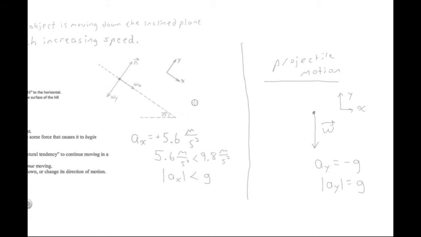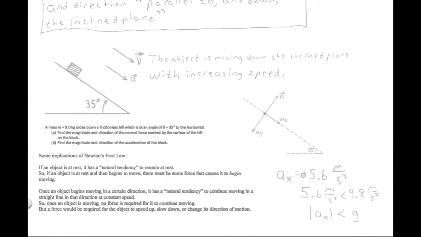Even in the absence of friction, an object would slide down an inclined plane more slowly, with less acceleration than it would fall if it was just dropped straight down. So we've checked that both the size and the sign of this answer make sense.